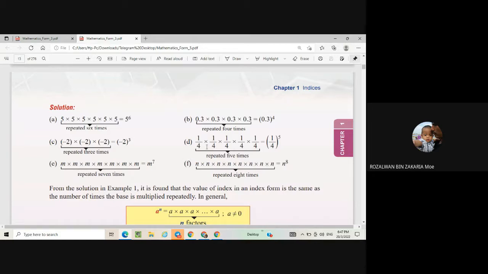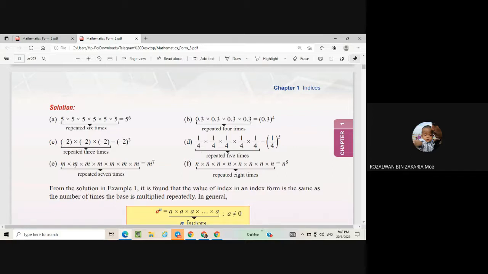And for D, the fraction 1 over 4 times 1 over 4 times 1 over 4 times 1 over 4 times 1 over 4. For a fraction also, you have to put the bracket first. Put the bracket, then write the fraction 1 over 4, then close the bracket, then write the index equal to 5. Why 5? Because this 1 over 4 is multiplied 5 times.